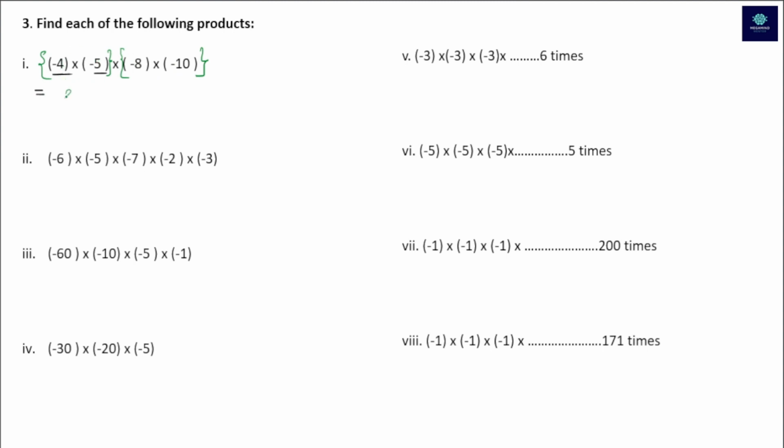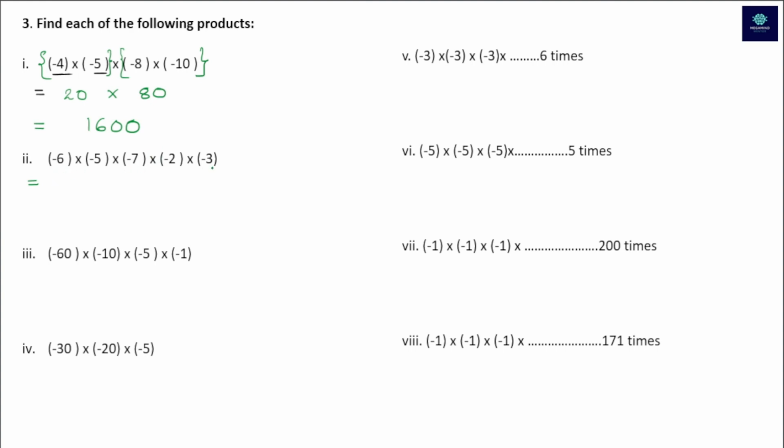4 into 5 will give us 20, and minus becomes plus. So it is just 20 here, and it is multiplied with 8 into 10 is 80, minus and minus is plus. So it is just 80. Now multiply these two integers. So 20 into 80 will give us 1600. That's it. Next is question number 2.